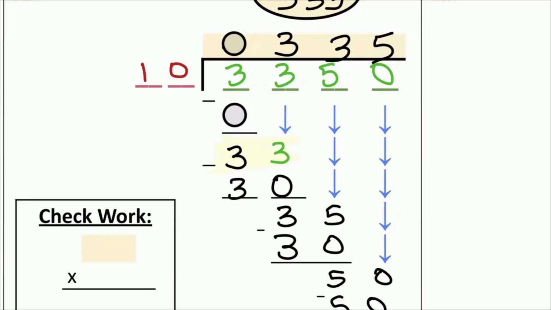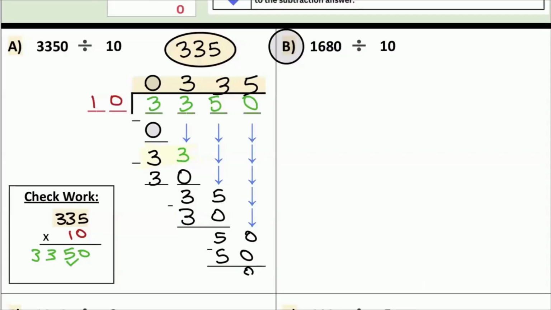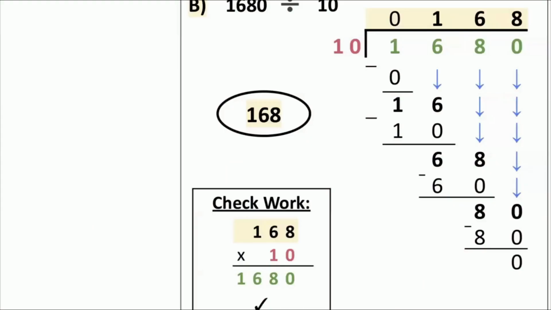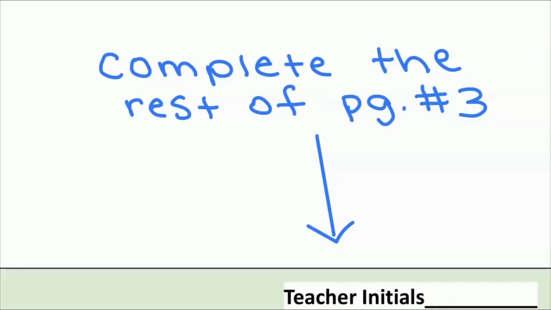Remember, if the 0 comes before the number, you don't have to include it. So 335, when we check our work, we can multiply it times 10, and we get 3,350. Boom. Complete problem B, then come back to the video to check your work. Check your work for problem B. Complete the rest of page 3, then check in with your teacher to get more feedback.